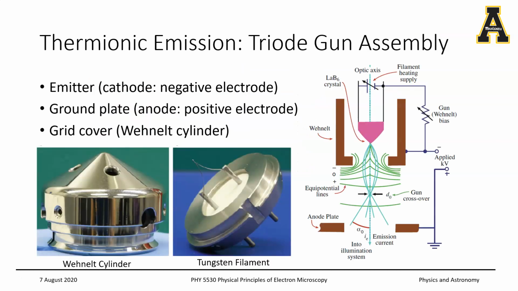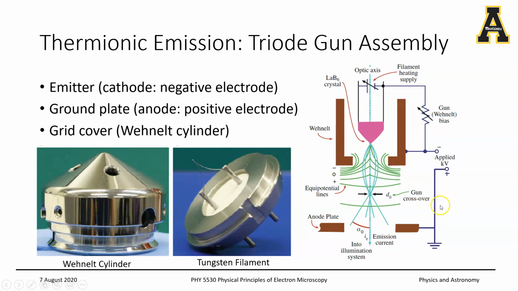Okay, so let's take a look at the assembly of the electron gun for a thermionic emission. Usually these are triode gun assemblies, which means there is an emitter. So the emitter is the source right here in pink. Then you have a ground plate, which is the anode, and you have the Wehnelt cylinder, which is the electrostatic lens.